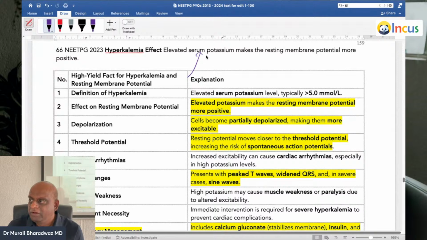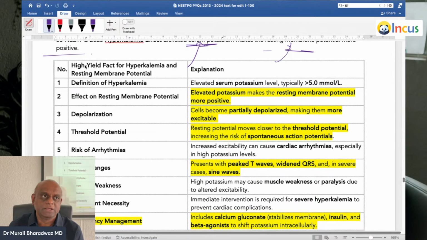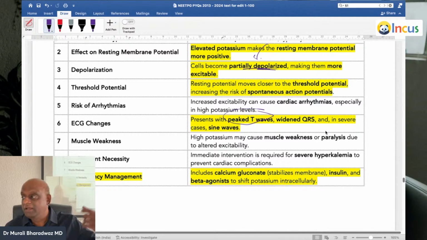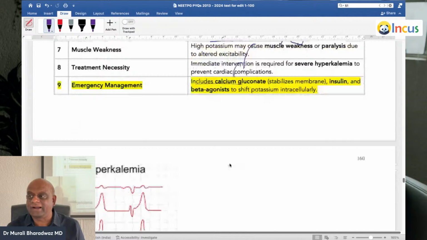Hyperkalemia, whenever elevated serum potassium is there, remember, action potential is decided by sodium. Resting membrane potential is decided by potassium. So, elevated serum potassium makes the resting membrane potential more positive. Cells become very easily depolarized, making them more excitable. And how does it reflect on ECG? Peaked T waves, wide QRS, presence of sine waves. They are the features. And how do you treat? We need to give calcium gluconate, which will stabilize the membrane, insulin, beta 2 agonists, potassium binding resins, etc.